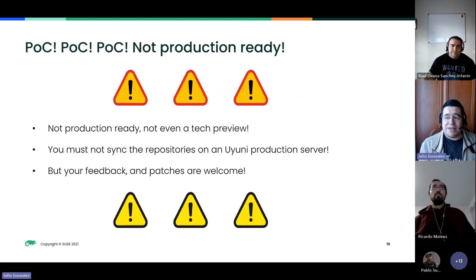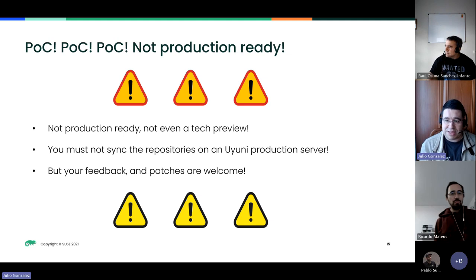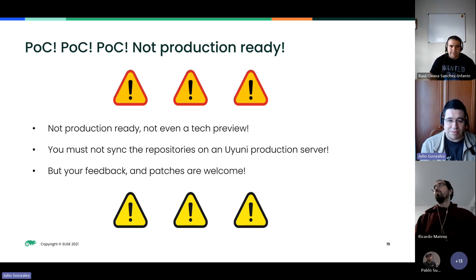With that, a word of advice, you can try this. The code is already merged, so you can call spacewalk-common-channels to add the channels and sync everything and try the onboarding. But you see that I have a lot of warning signs here, because this is not production ready. It's not even a tech preview. You must, and I repeat this, must not sync the repositories on a Uyuni production server, because otherwise, as I explained, you could exhaust the disk space, but you can use a new Uyuni server that you have for development.